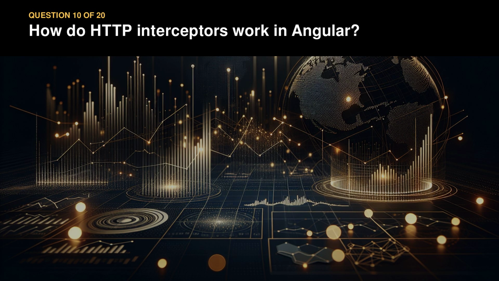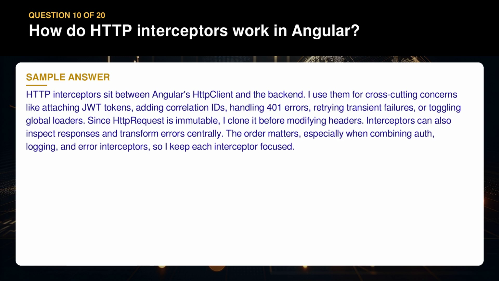Question 10. How do HTTP interceptors work in Angular? HTTP interceptors sit between Angular's HTTP client and the backend. I use them for cross-cutting concerns like attaching JWT tokens, adding correlation IDs, handling 401 errors, retrying transient failures, or toggling global loaders. Since HTTP request is immutable, I clone it before modifying headers.